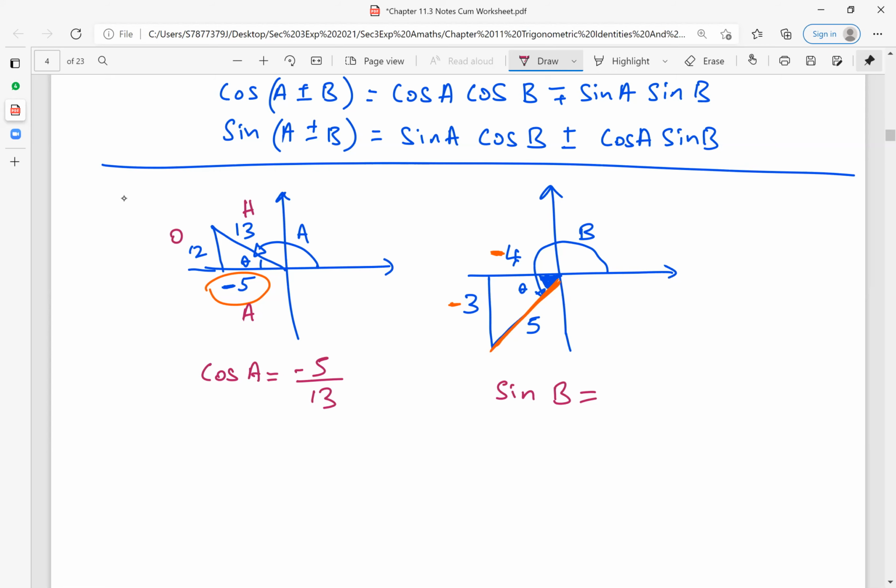O over H. What is? Negative 3 over 5. Yes, you're right. Negative 3 over 5.